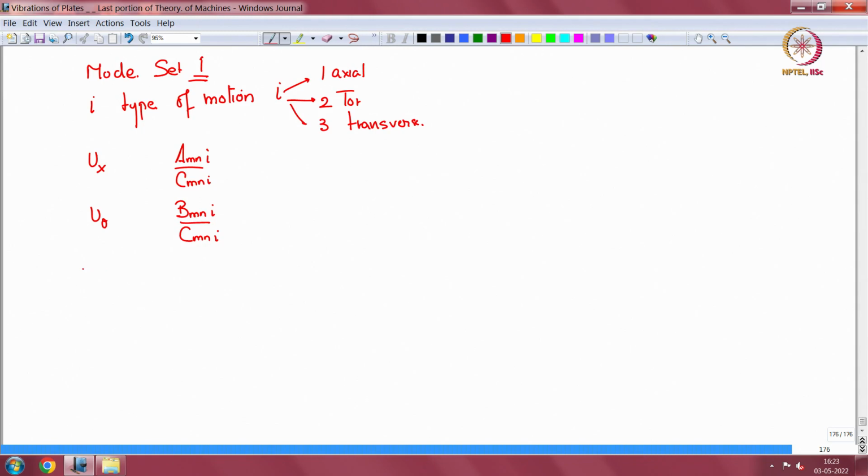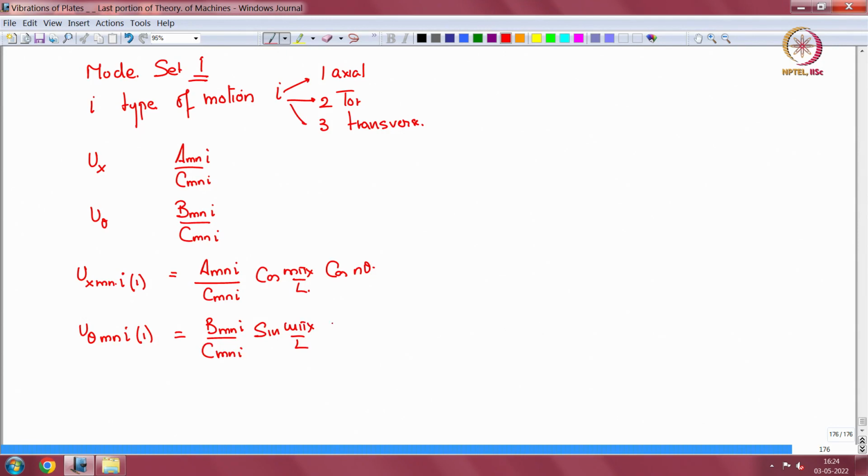Okay. So, let us see, the first set is u x m n I, the first set is a m n I by c m n I cos m pi x by L cos n theta, u theta m n I first set is b m n I by c m n I sine m pi x by L sine n theta, then u3 m n I first set is sine m pi x by L cos n theta. This is the first set.